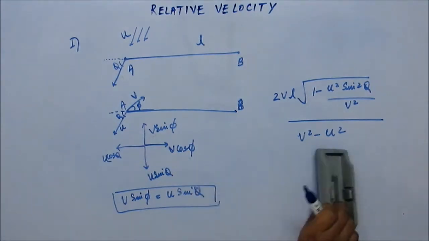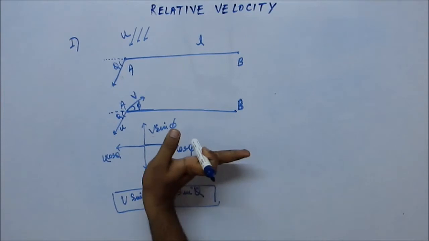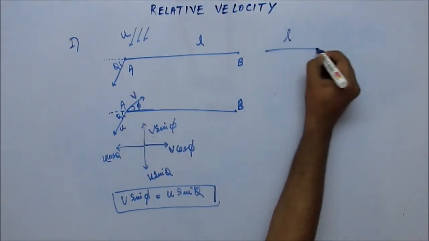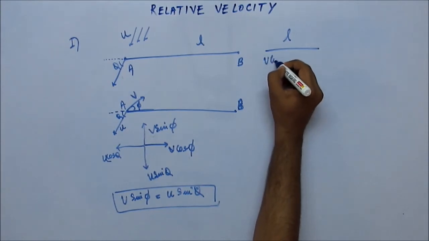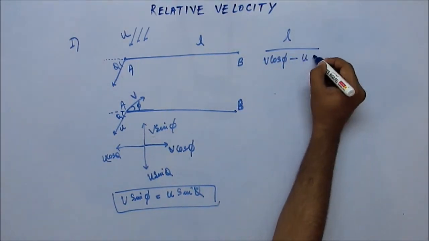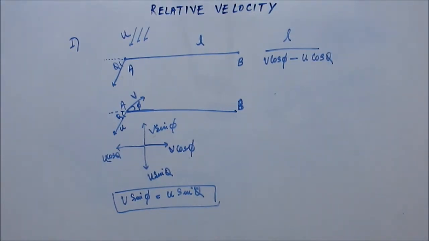Okay, so now if that is the case, then the time taken for the aeroplane to go from A to B would be L upon speed. Speed is v cos phi minus u cos theta. This is the time for the first half of the journey from A to B.